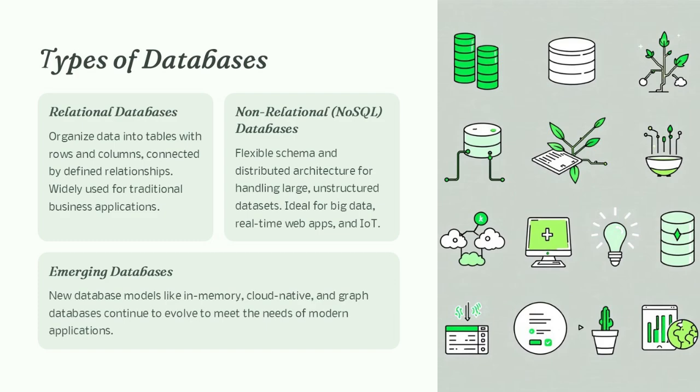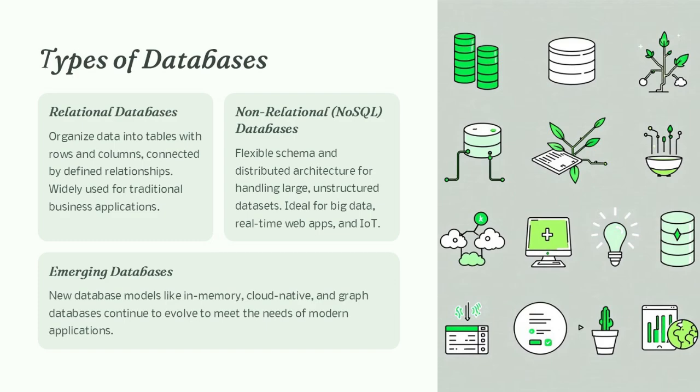There are several key types of databases, each with their own strengths and use cases. Relational databases are the traditional workhorse, organizing data into tables with rows and columns, great for business applications. Non-relational or NoSQL databases have a more flexible structure, making them ideal for handling large, unstructured datasets like those found in big data, real-time web apps, and the Internet of Things.